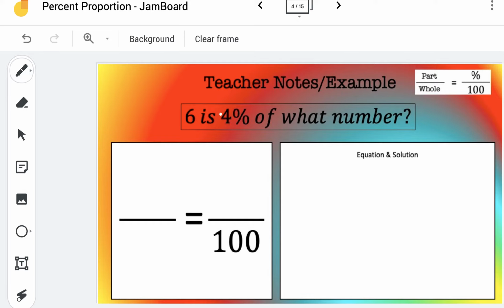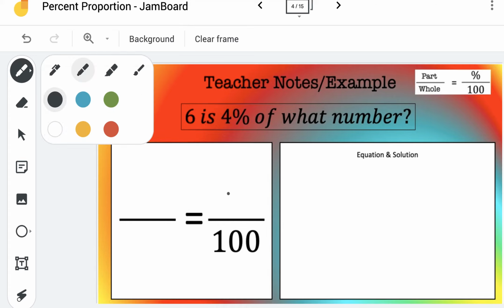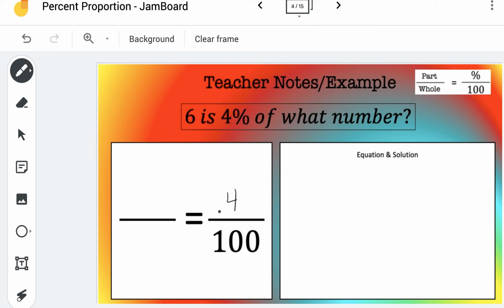So I know the percent is right here, 4, right? So remember, the percent always goes above the 100. So 4 is going to go right over here, right above the 100. And then 6 is 4%. So 6 is only the part. So the 6 will go right here, which means the whole is going to be the unknown. That's what we're going to be looking for.